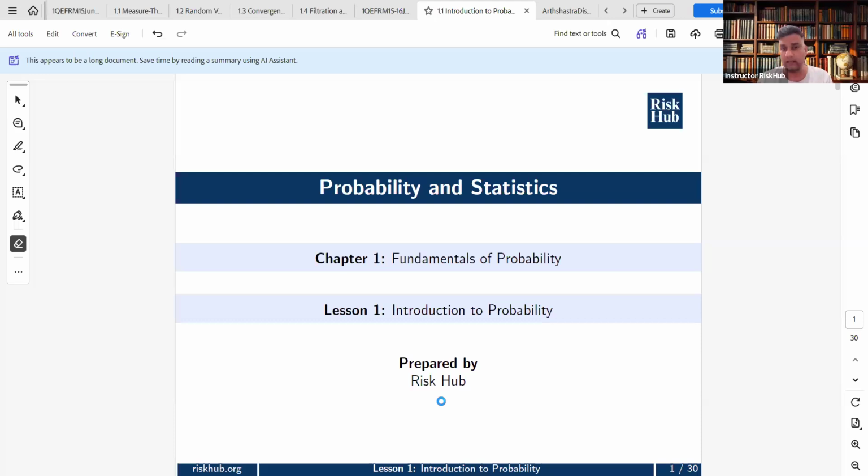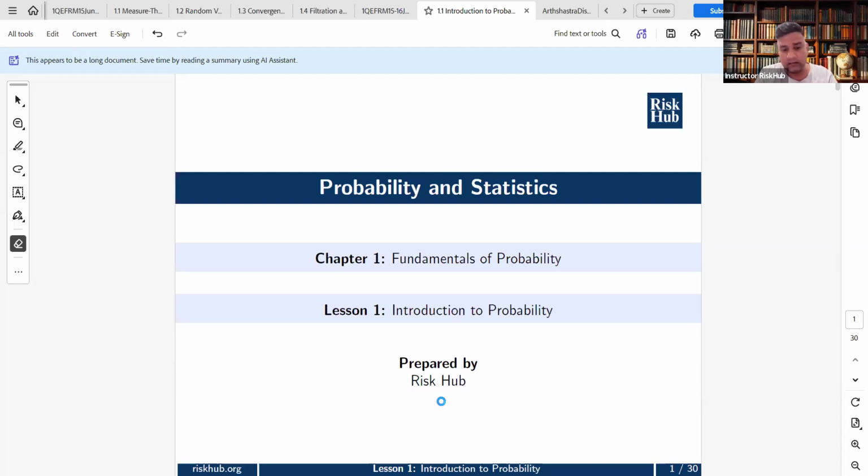The first chapter. Anybody who's trying to understand quant finance or finance in general, you cannot master finance unless you understand probability and statistics well, right? So this is our first chapter. We'll try to understand this. Fundamentals of Probability is the name of the chapter. We are doing the introduction, so a small chapter, introduction to probability.